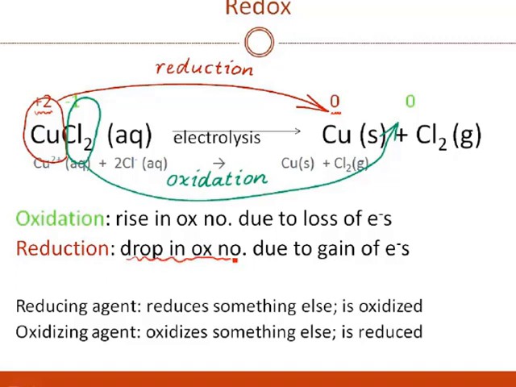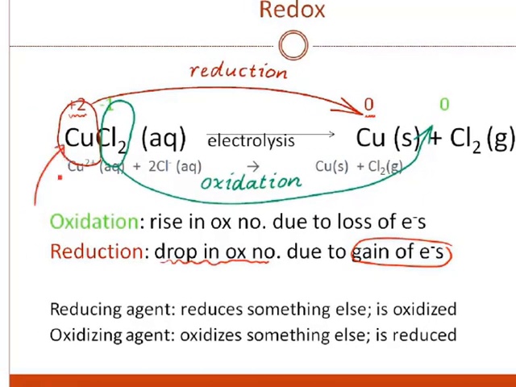How could that have happened? Well, copper ions must have gained electrons, actually 2 electrons for each copper ion, to change it into a copper atom. Where did it get those electrons from? It must have got them from the chloride ions.